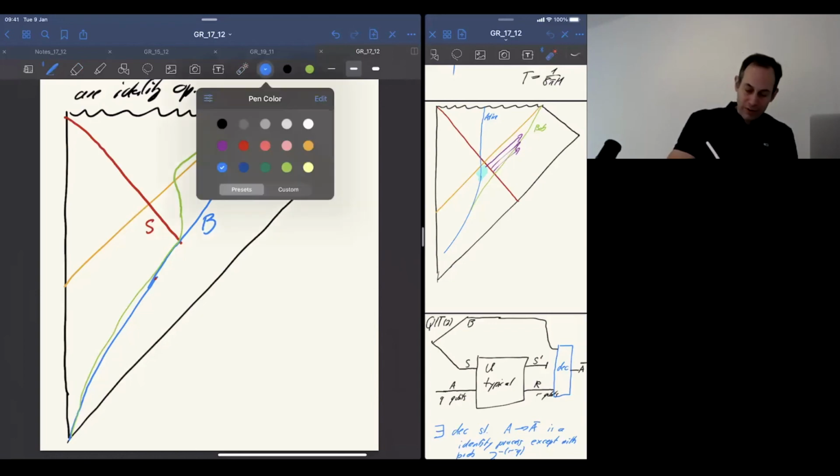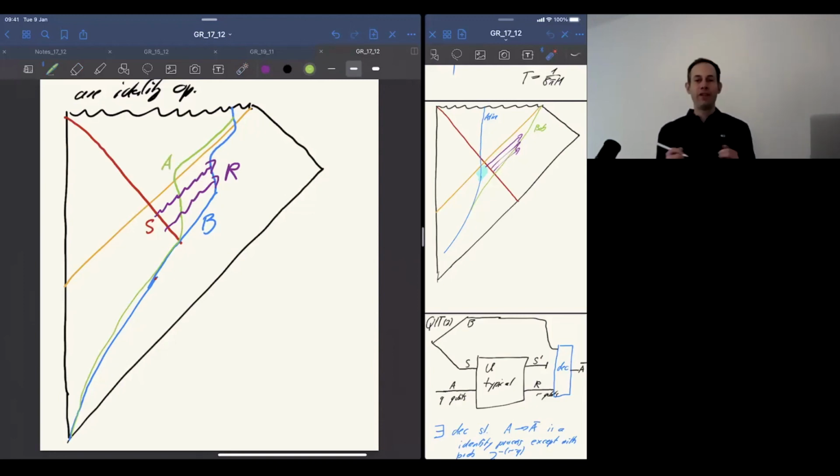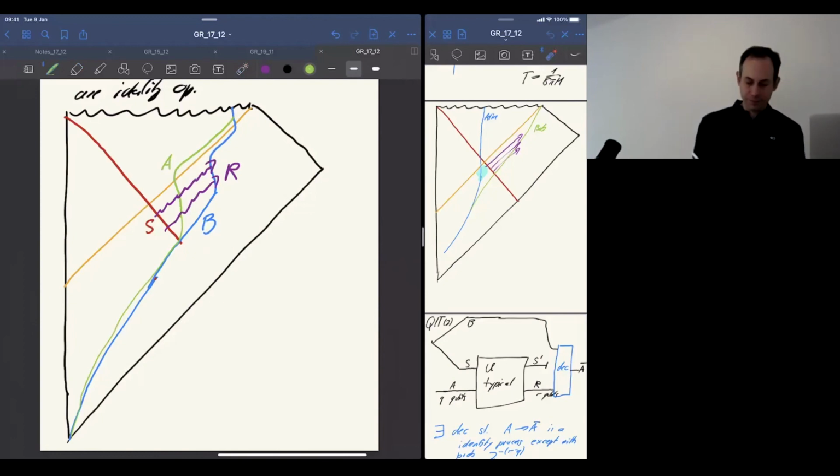Now there is also radiation. I call this R. Let's now, for simplicity, assume that Alice just takes one qubit with her, which I call A. Okay, and now comes the big combination.